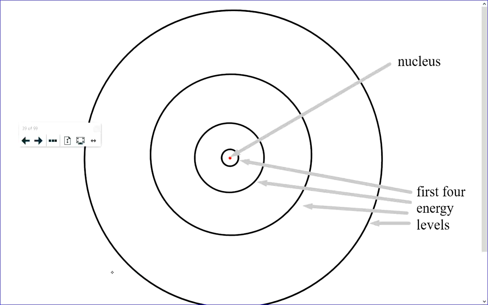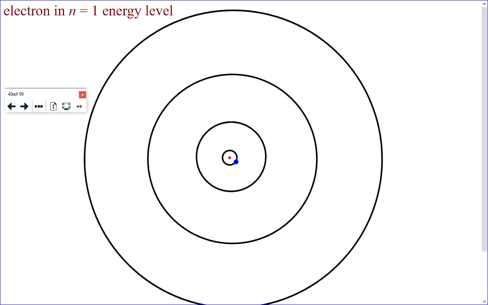We prefer to use the word energy level or the phrase energy level here. So there's an electron in the first energy level. You see the little blue dot? I've drawn it bigger than the nucleus, which it isn't, just so you can see it. The electron is allowed to be there. The electron is allowed to be in this orbit, or energy level. The electron is allowed to be here. The electron is allowed to be there.